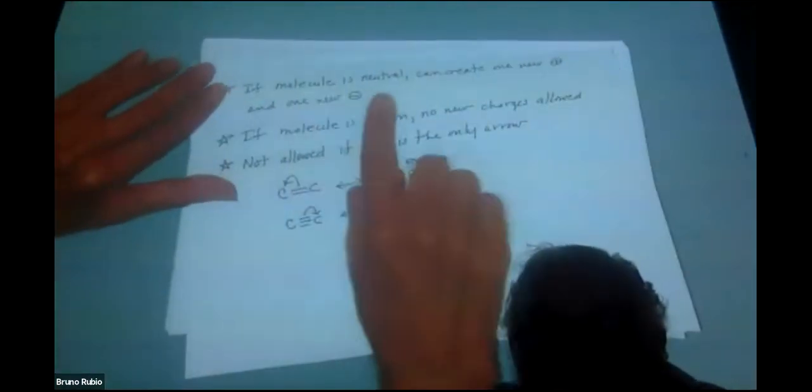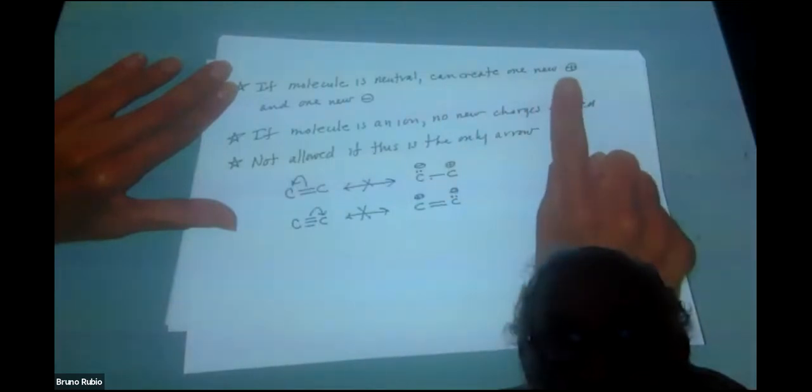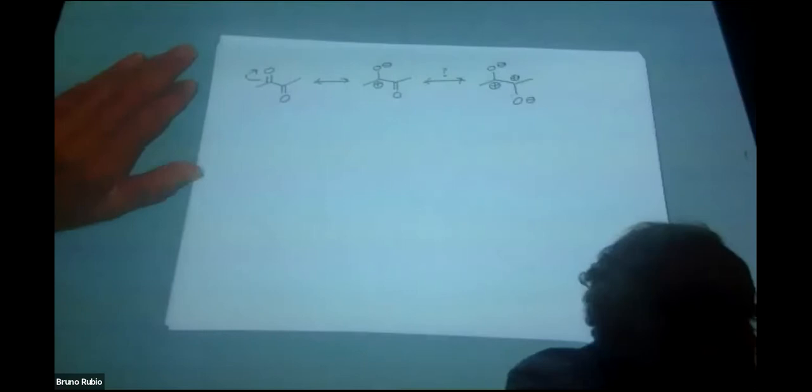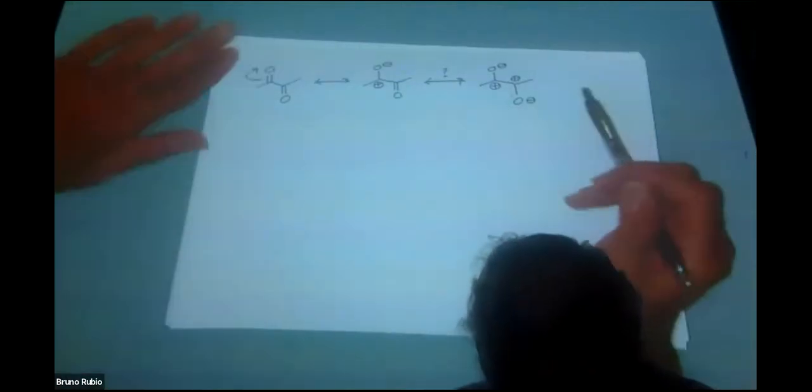If the molecule is neutral, you can create one new positive and one new negative, period. That's it. What I've done in this incorrect resonance structure is come up with a molecule that has more than one positive charge and more than one negative charge.